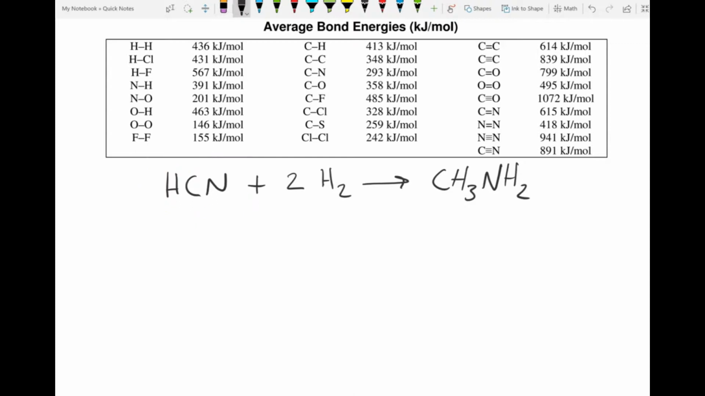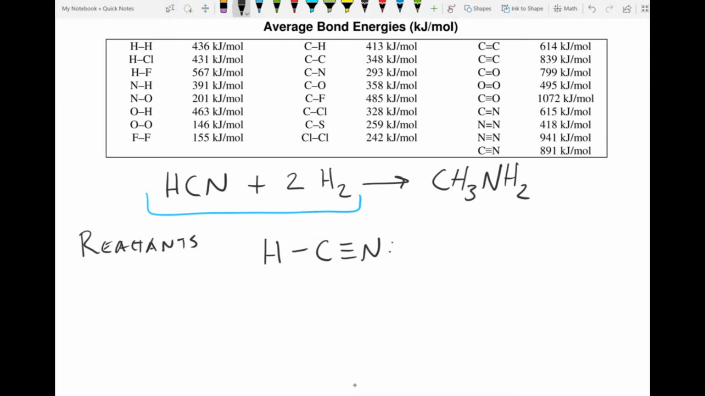So I'm going to draw these out right now. And I'm going to label them reactants and products respectively. That way I keep the calculations separate. So we have the reactants, and the reactants are always on the left side of the reaction. So you get HCN, which looks like this once you make the structure. And then you're also going to be making hydrogen gas, which looks like this.